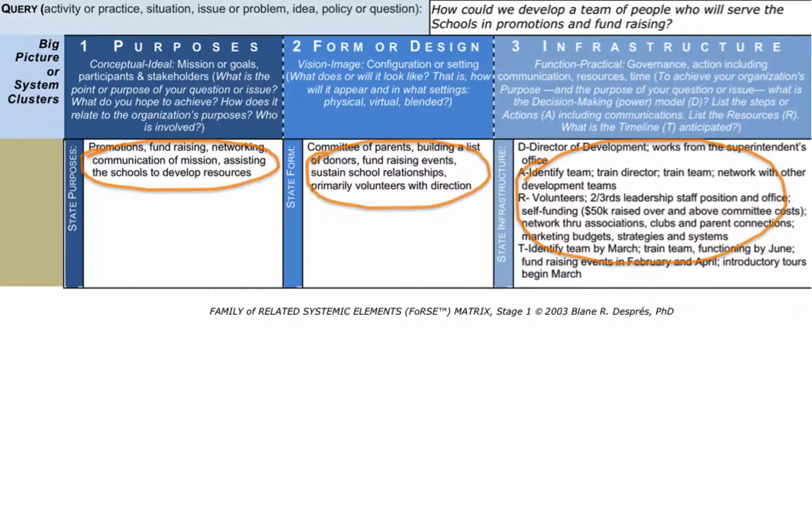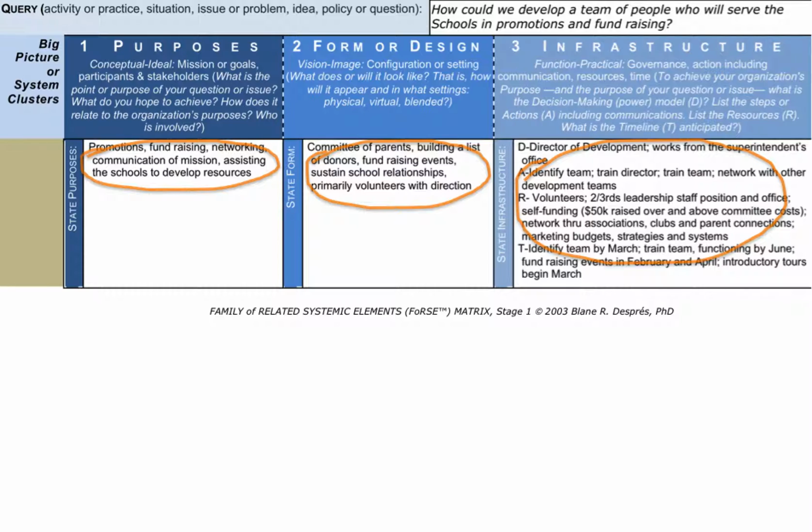Under decision making, is it top-down decision making or some variation of that, or blended? Does the director report to, advise, or defer decision making to the superintendent? What percentage of time is expected of the director? And under resources, we'll put some more details there that relate to this.